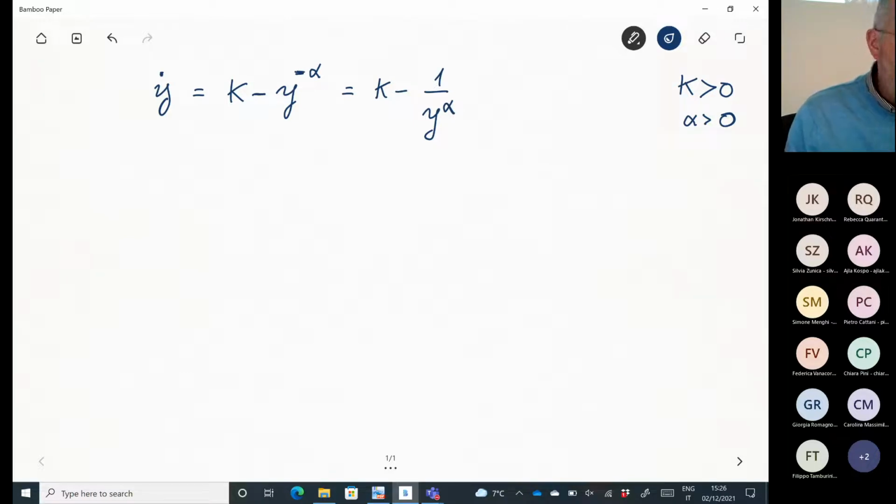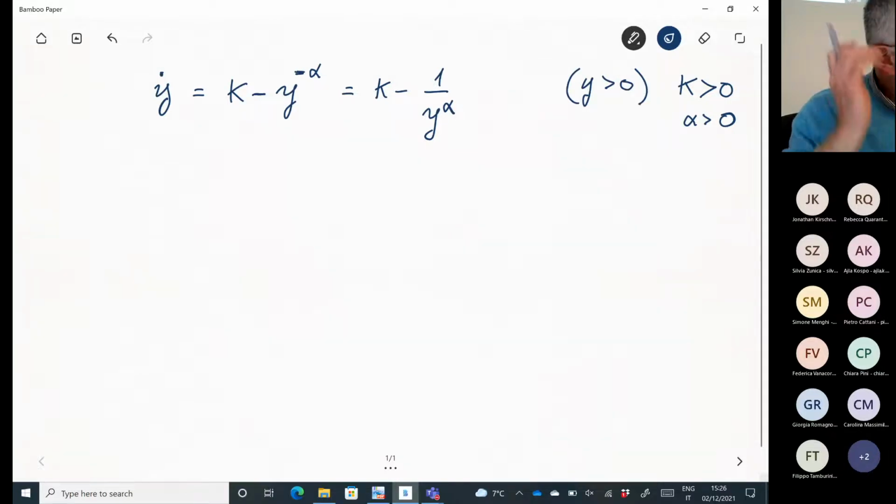And of course, what we want to understand is the behavior, and the range of y which is relevant for our analysis is positive y, okay? Of course, y cannot be 0. It can be negative in principle, but what I'm writing here makes sense for positive y. Y cannot be 0, of course.